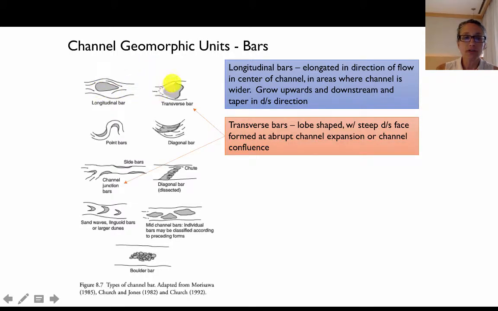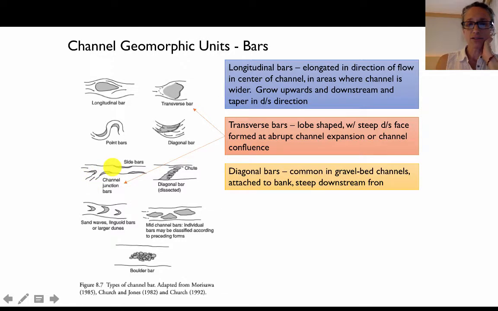We can also have some different types of transverse bars. They tend to have a steep downstream face, and in this example here, this is formed where the channel expands. So the channel expands, velocity decreases, sediment deposits. It can also form at channel confluences as well.